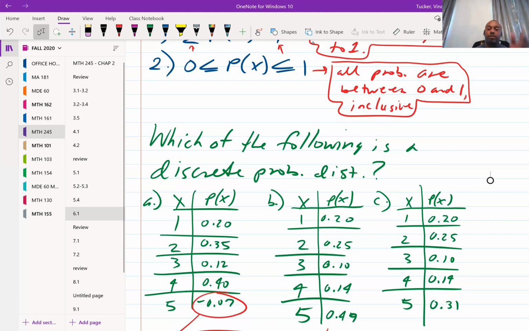So on the first one on the left, in all three of them, we have 1, 2, 3, 4, 5 for X. And then P of X means the probability of 1 happening, the probability of 2 happening, the probability of 3 happening, 4 and 5. So down here is the probability of each one of those occurring. For A we have 0.20, 0.35, 0.12, 0.40, and then negative 0.07. For B, 0.20, 0.25, 0.10, 0.14, 0.49. Then C, 0.20, 0.25, 0.10, 0.14, and then 0.31. All right, give you guys a chance to finish writing that down.